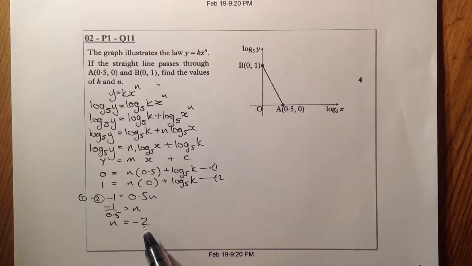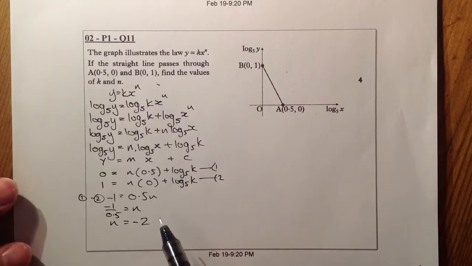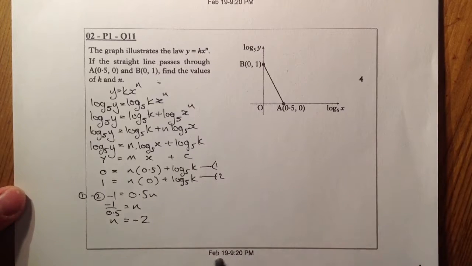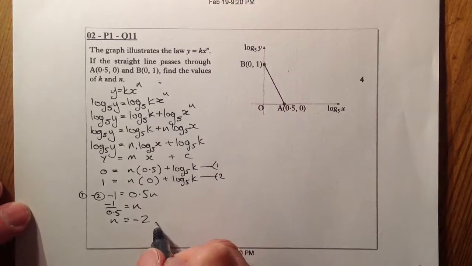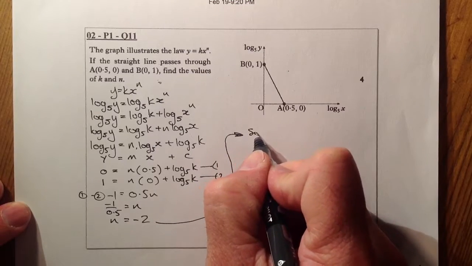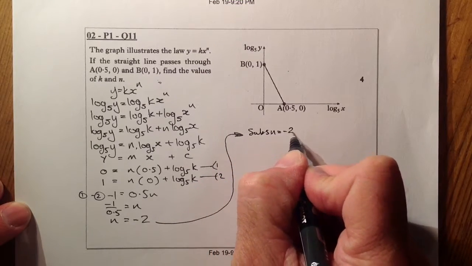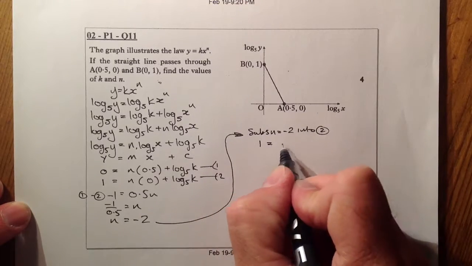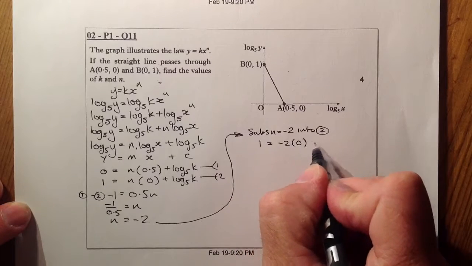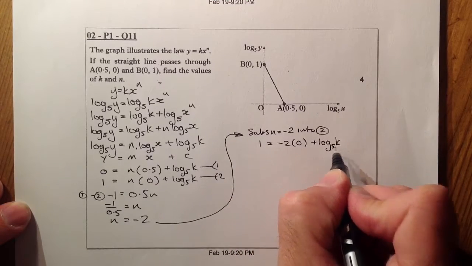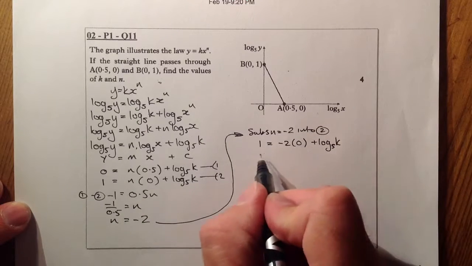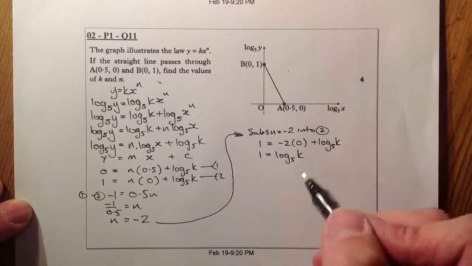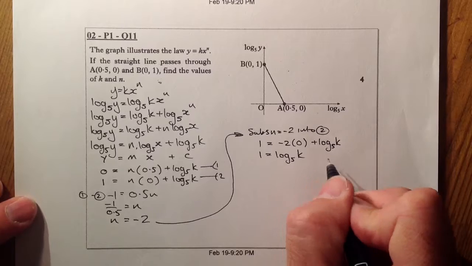Right, once I've got this part, I can go forward and substitute the minus 2 into one of the equations. I'll substitute it into equation 2, because that looks like the easiest route. So we substitute n equal to minus 2 into equation number 2. So I've got 1 is equal to minus 2 times 0 plus log base 5 of k. This is going to work out to be 0, so I've got 1 is equal to log base 5 of k, and I'll just convert this into exponential form.